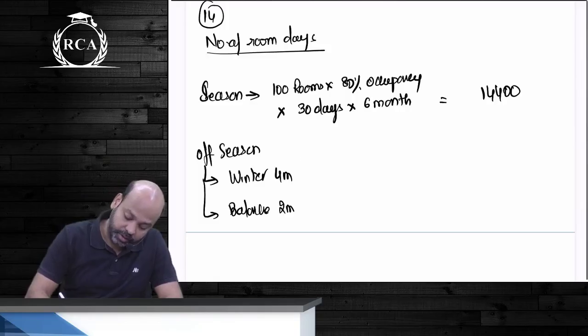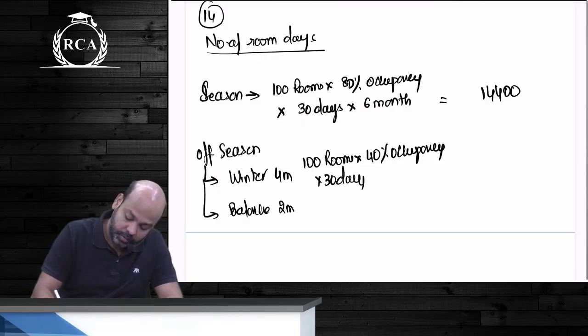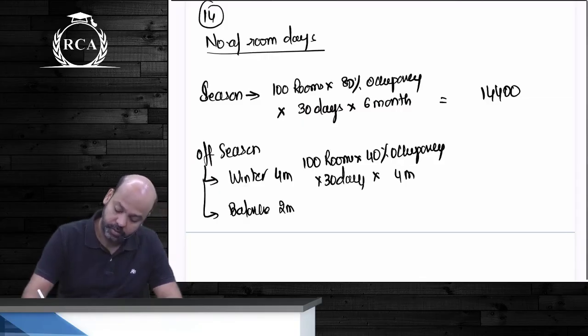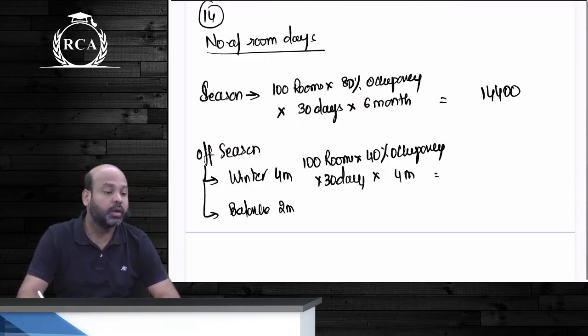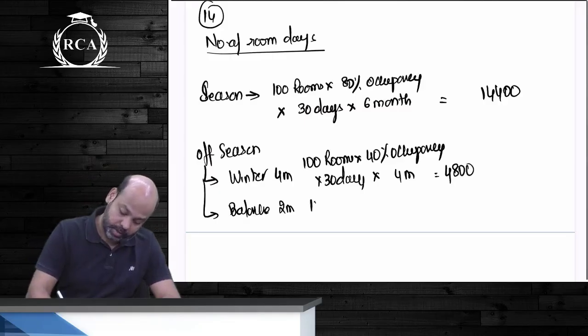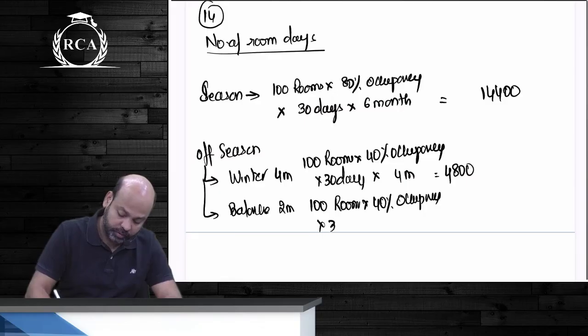So for these winter 4 months beta it will be 100 rooms into 40% occupancy into how many days? 30 days into 4 months. ये कितना है? 4,800. Balance 2 months के लिए बेटा 100 rooms into 40% occupancy, 20 rooms कर देते into 30 days into 2 months.